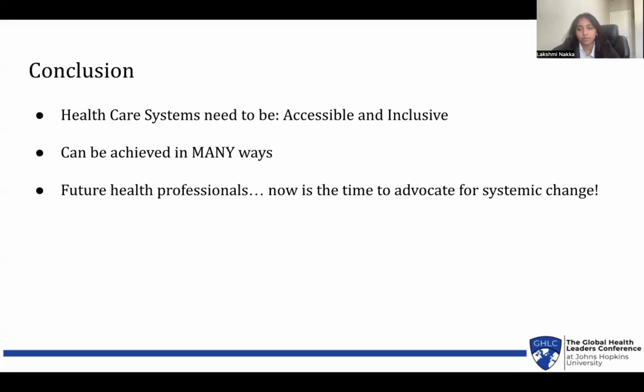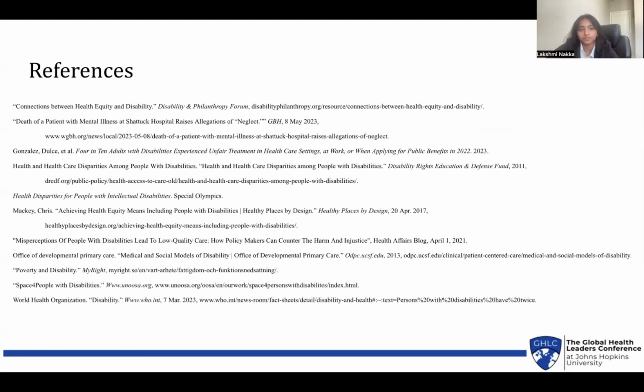Healthcare systems need to be made accessible and inclusive, and this can be achieved in a lot of ways, like including disability training curriculums for medical professionals, advocating for greater accessibility, and including people with disability in the process of building health systems and policymaking. And since I am talking to future health professionals, I'd like you all to step up and advocate for systemic change, because by ignoring the needs of people with disabilities, we put their health at risk, we put our own health at risk, and we put community health at risk, and this can cause big global health issues. It's time to be inclusive of everyone because healthcare impacts us all.